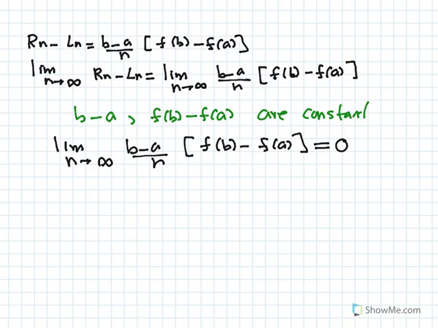So we have shown that the difference between the left-hand and right-hand Riemann sums approaches 0 as n goes to infinity.